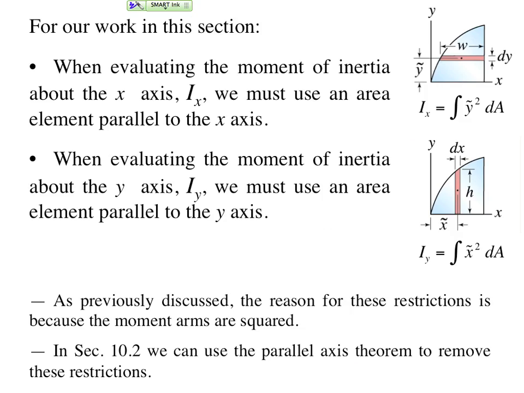A complementary result occurs for calculation of Iy. We can use a vertical differential strip because every material point in that strip has the same x-coordinate, and x tilde is equal to x. It turns out there is a way to work around these restrictions, but to do that we need a concept from section 10.2. For now then, we'll restrict our 1D differential elements to horizontal strips for Ix and vertical strips for Iy. Let's now take a look at some examples.